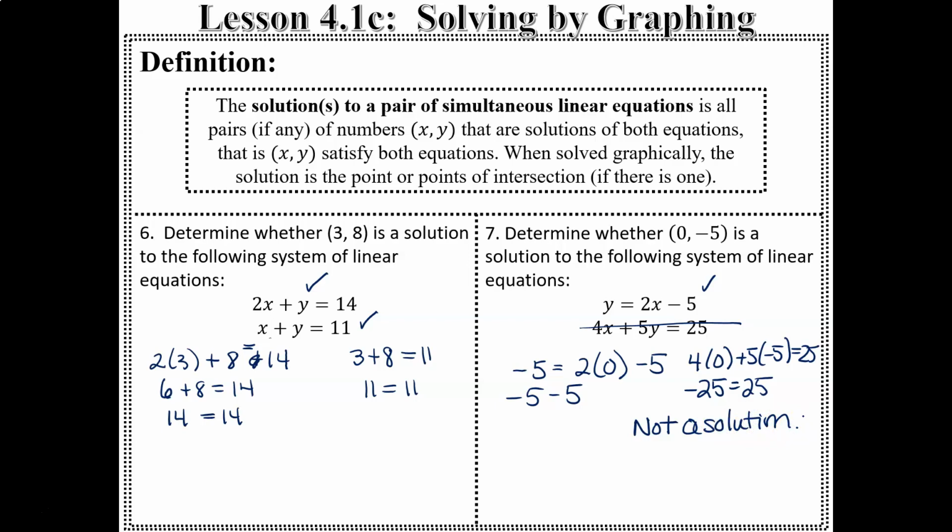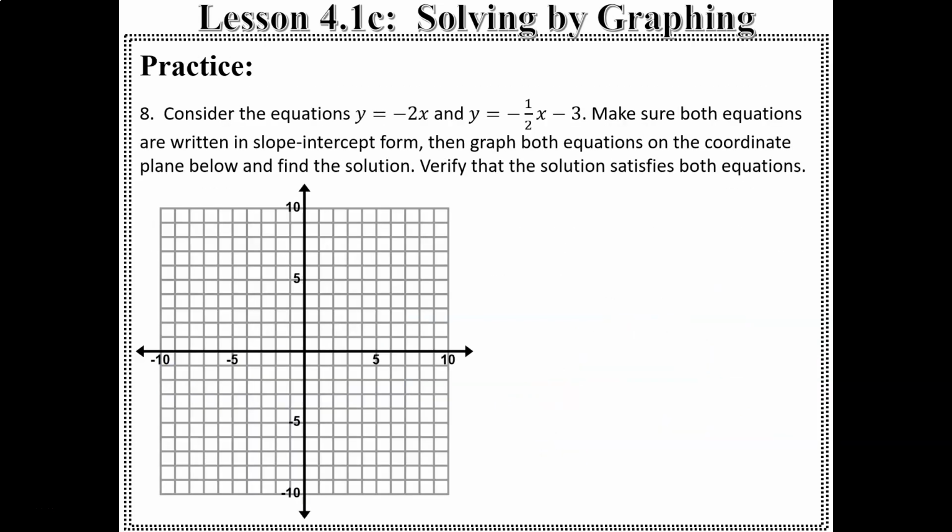Okay? All right. We are moving right along. Let's go to number 8. Consider the equations y equals negative 2x and y equals negative 1/2 x minus 3. So we have to make sure they're both written in slope-intercept form, and then we're going to graph them on the coordinate plane, and we're going to check the point to see if it makes the equations true. So we're going to graph this one first. Start at the origin. My slope is negative 2, down 2, right 1.